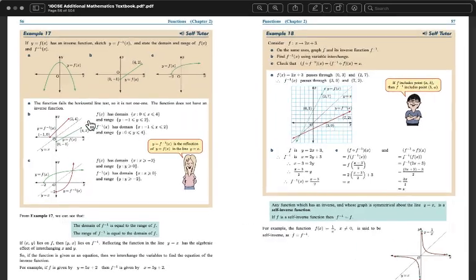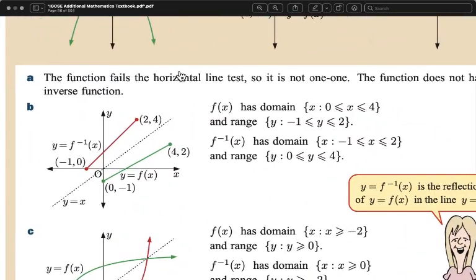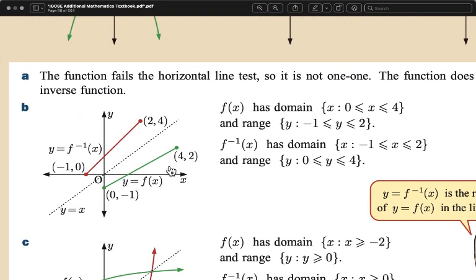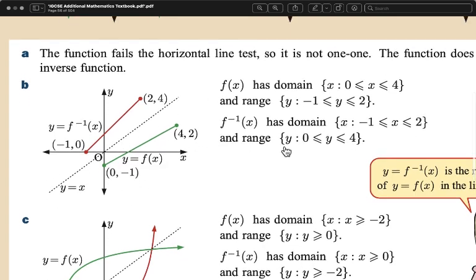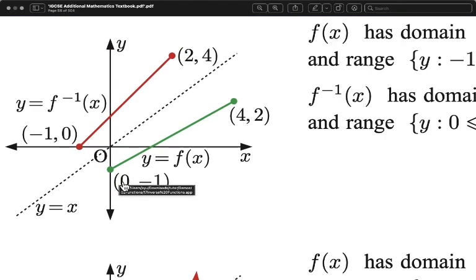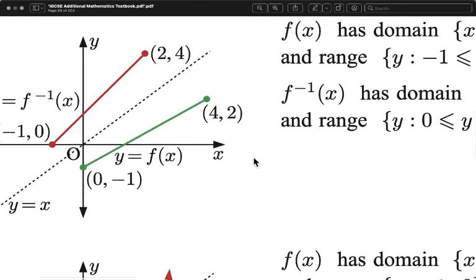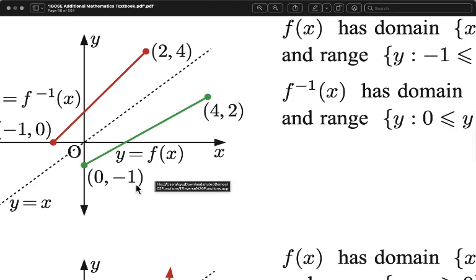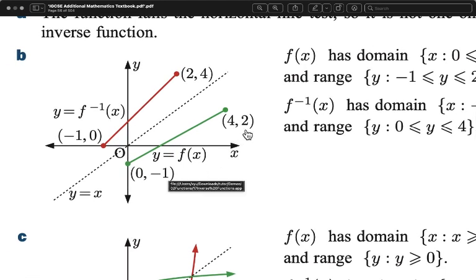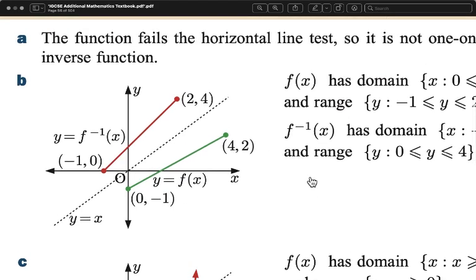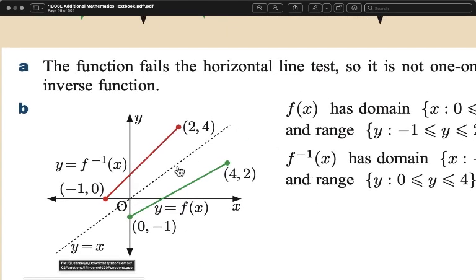And now let's look at how to do it graphically. In this case, the green line, which is the original function f(x), has a domain of x between 0 and 4, and a range of y between -1 and 2, inclusive of all of them, so y equals -1 and y equals 2. Now, with the identity function y equals x, let's see the inverse function.